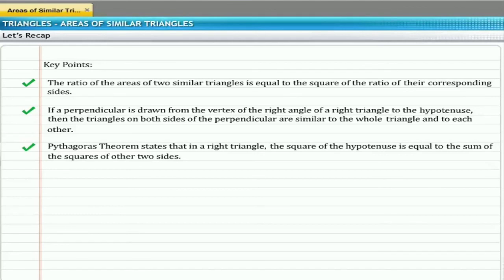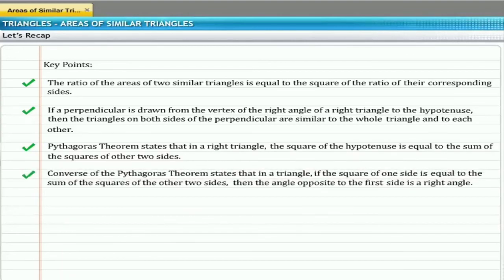The Pythagoras theorem states that in a right triangle, the square of the hypotenuse is equal to the sum of the squares of the other two sides. The converse of the Pythagoras theorem states that in a triangle, if the square of one side is equal to the sum of the squares of the other two sides, then the angle opposite to the first side is a right angle. Hope you enjoyed this learning experience.